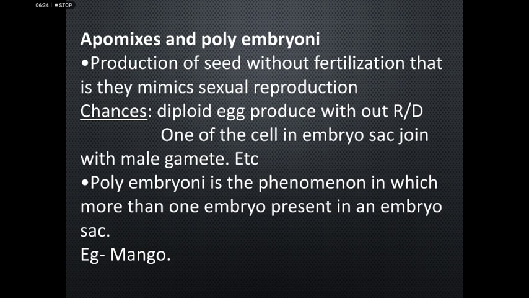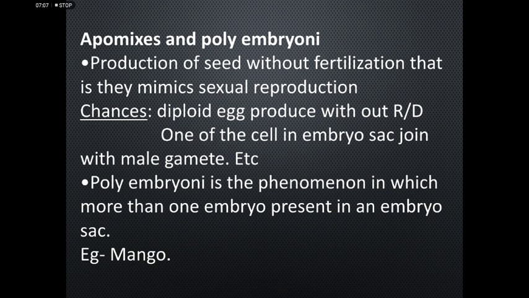So seed formation takes place, and another case is one of the male gametes fuses with any of the cells in the embryo sac. It may be synergid, it may be antipodals, or it may be other cells in the embryo sac and produce an egg-like structure and produce embryo. But it is not actual fertilization. It mimics sexual reproduction.